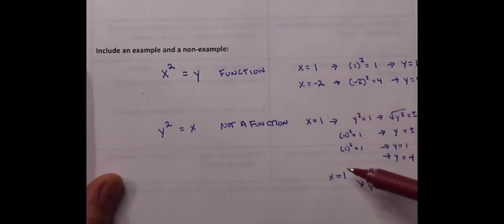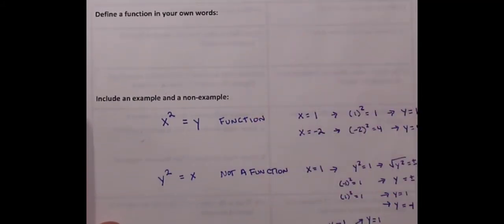It's like my vending machine idea. If I plug in one amount of money, type in a code for one snack, but I got two snacks out. So pause this and try to write the function in your own words and then come up with your own example and then something that you would say was not an example of a function.